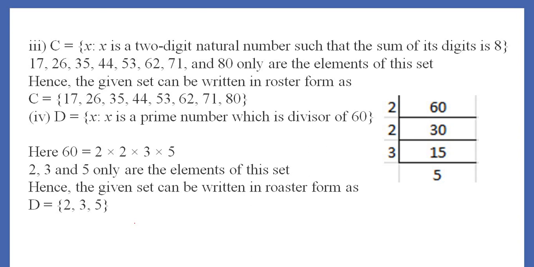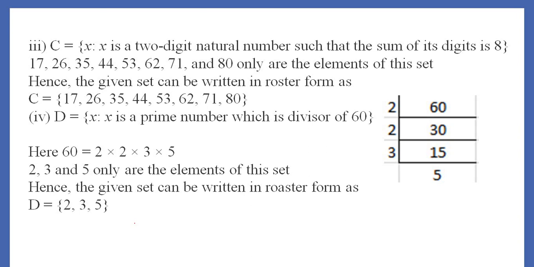Okay, the sum of its digits is 8. So x is a 2-digit natural number such that the sum of the digits is 8. Now the digits are from 0 to 9, but here the sum of the digits should be 8, so we can't take the digit 9. Okay, now we will start with the element 1.